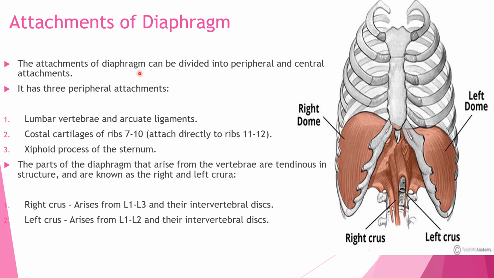The diaphragm has peripheral and central attachments. There are three peripheral attachments and the diaphragm has two crura, the right crus and the left crus. This is the right crus originating from L1 to L3 and this is the left crus originating from L1 to L2, which are tendinous in structure.